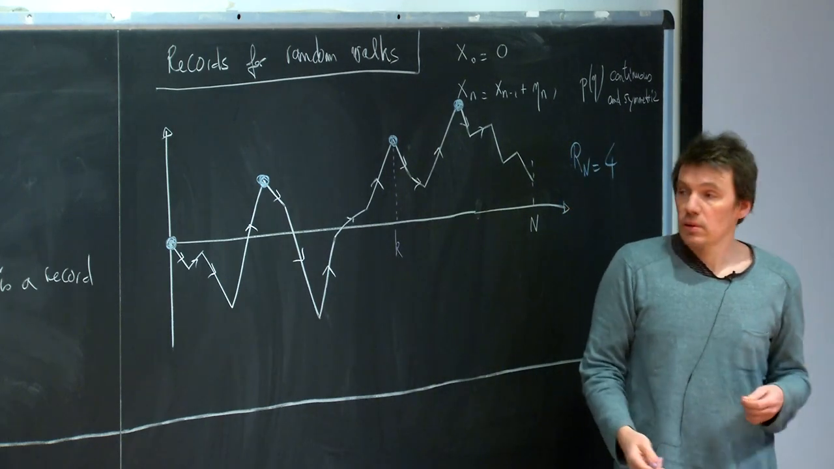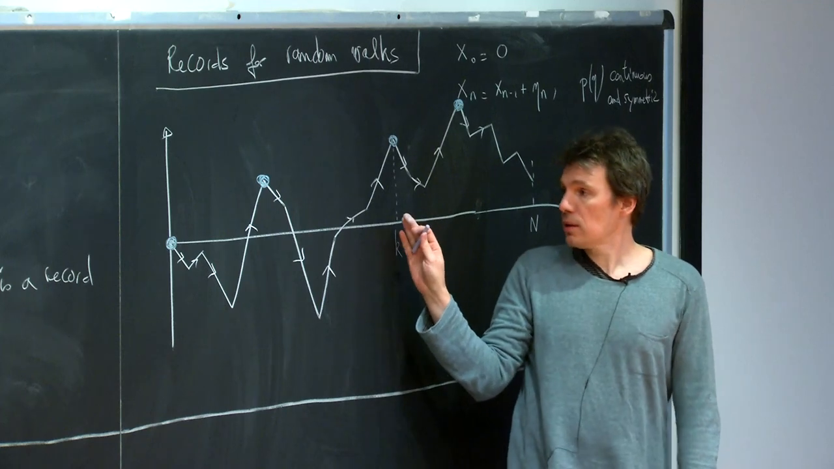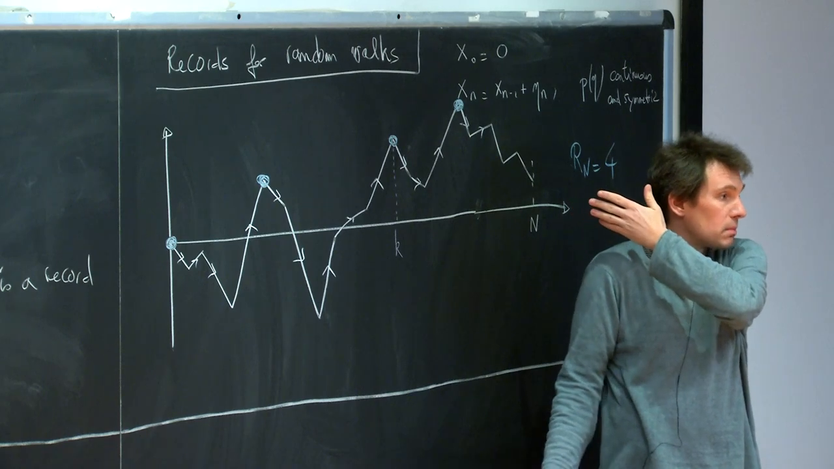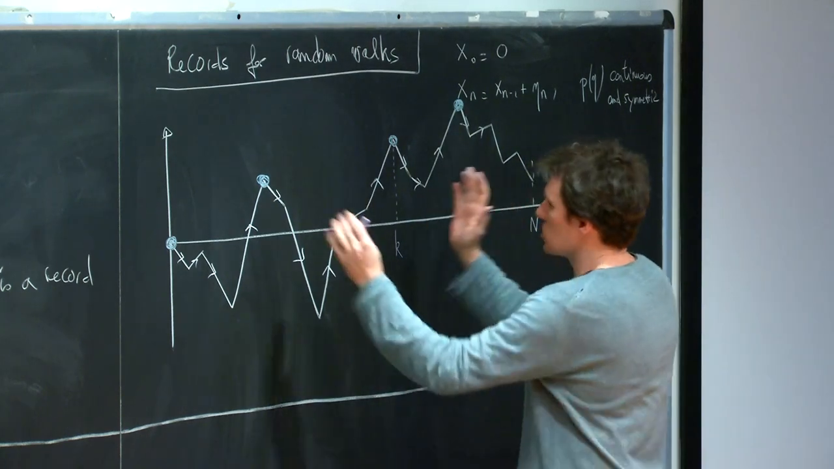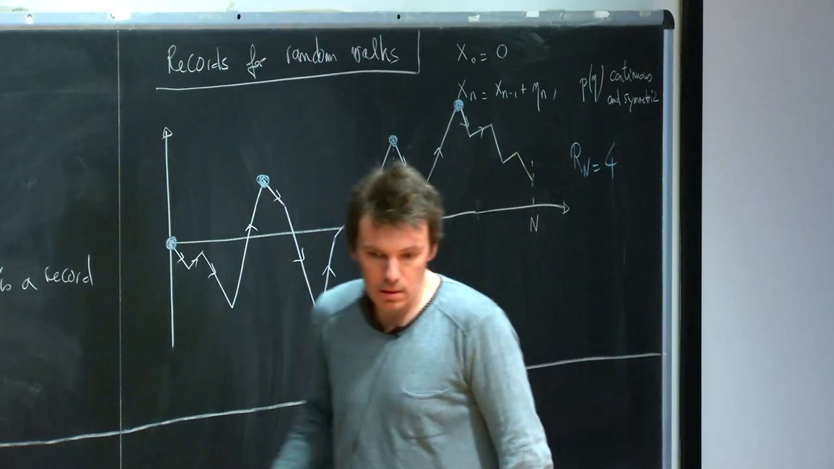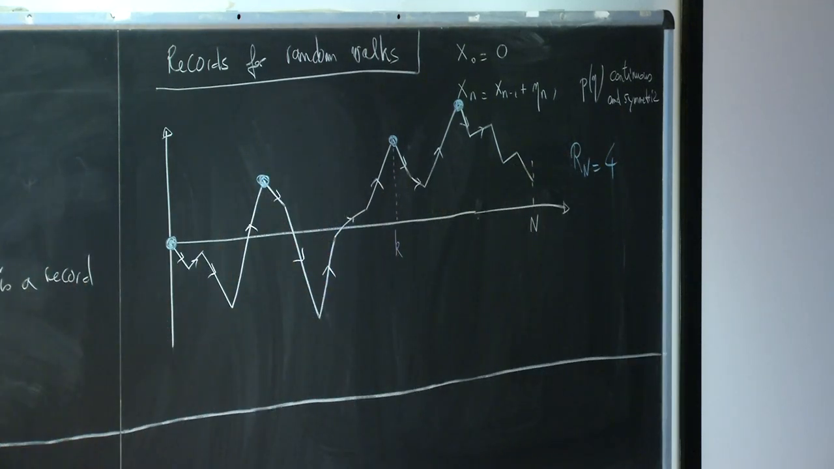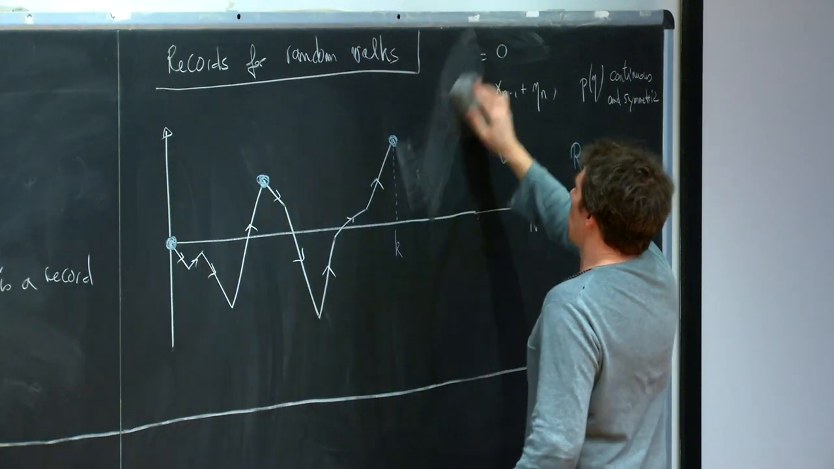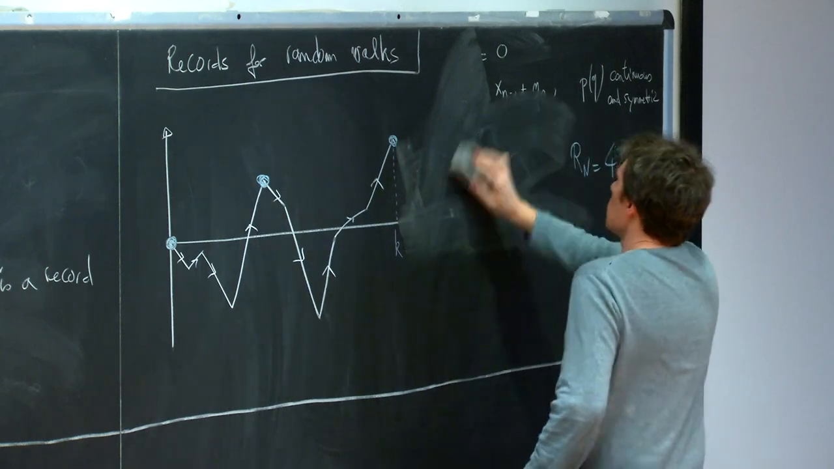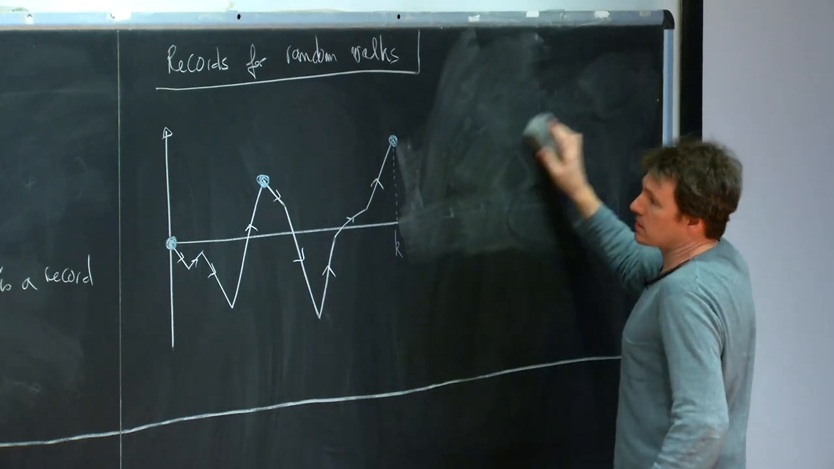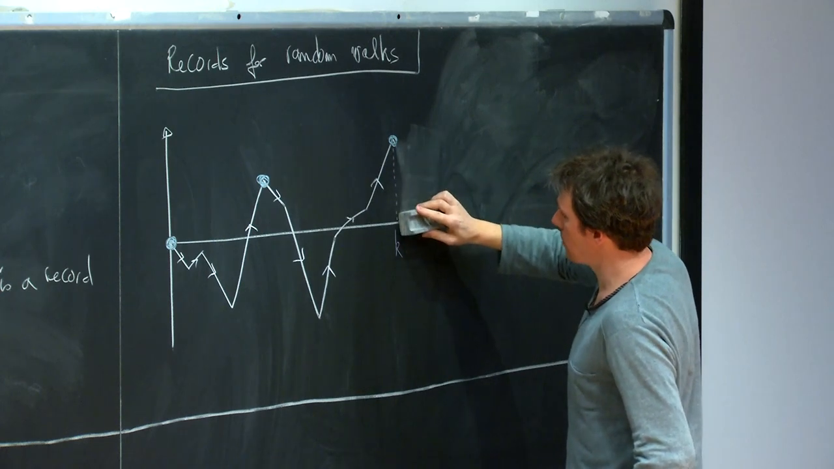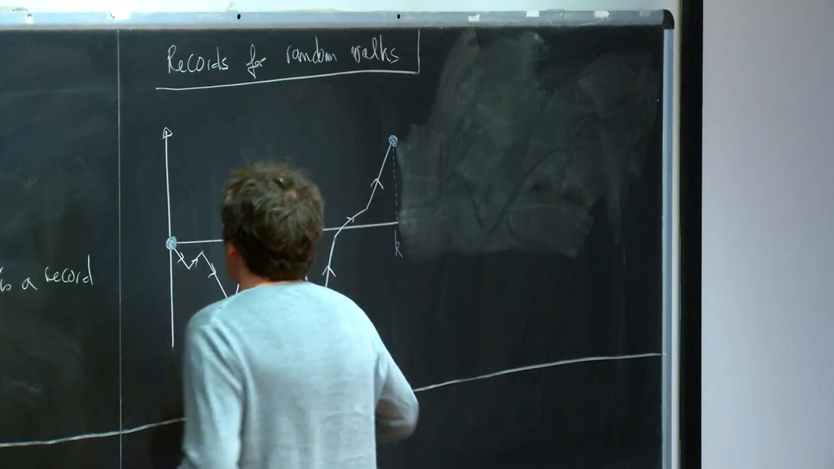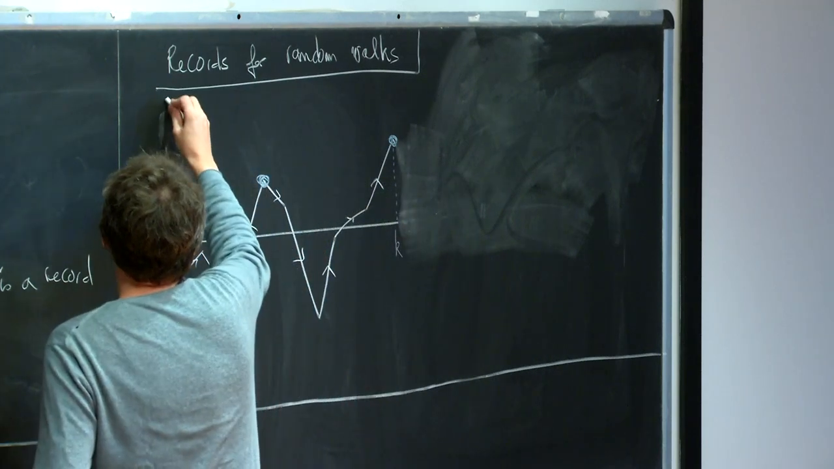First observation, as we did yesterday: the probability to observe a record here is completely independent of what happens afterwards. So let me just focus on this part here and erase the rest. I'm looking at this sequence here, starting at zero, and going a little bit further.